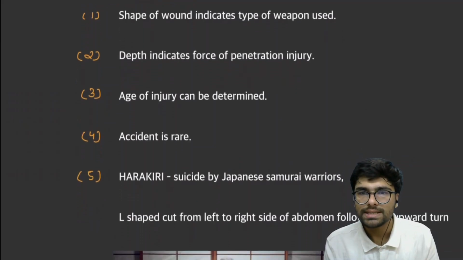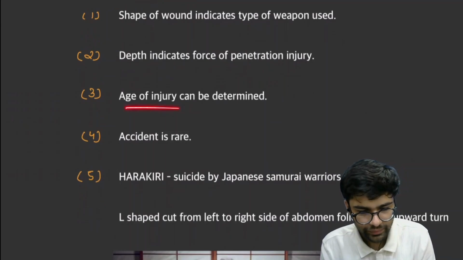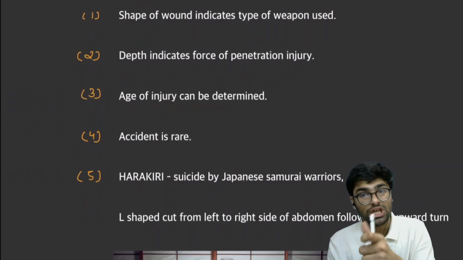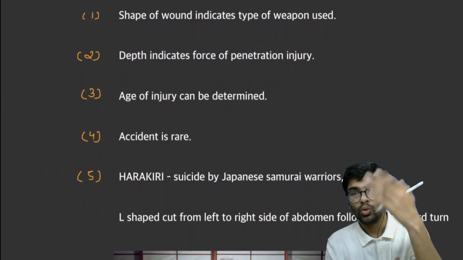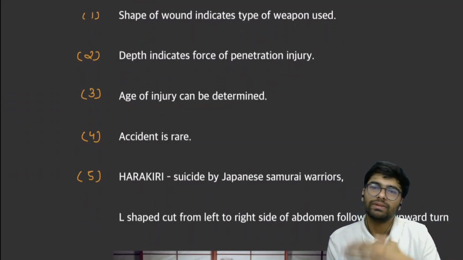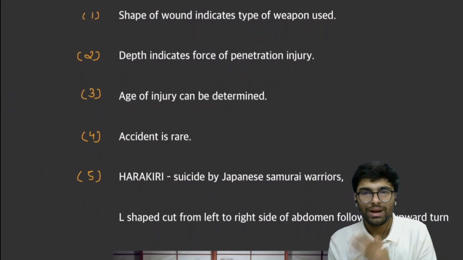Okay. Third is age of injury can be determined. If a person is alive, then we can see the healing process, and in the healing process there will be change in color, like from oozing of the blood to bright red to brown to black and so on. So we can estimate the age of injury.